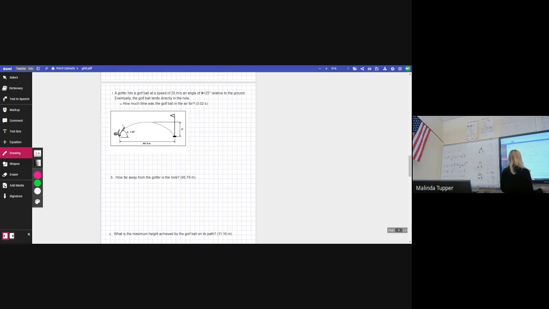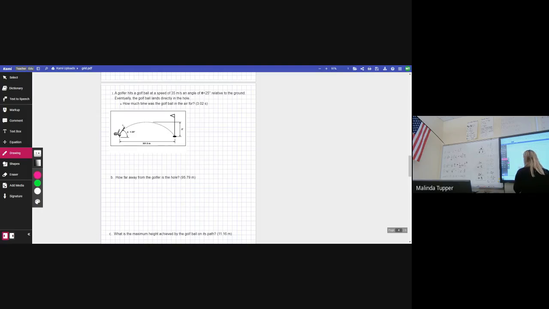A golfer hits a golf ball at a speed of 35 meters per second at an angle of 25 degrees relative to the ground. Eventually, the golf ball lands directly in the hole. Okay, so this is an angled projectile, and we're looking to find the maximum height that it gets to, the range, and how long it's in the air.